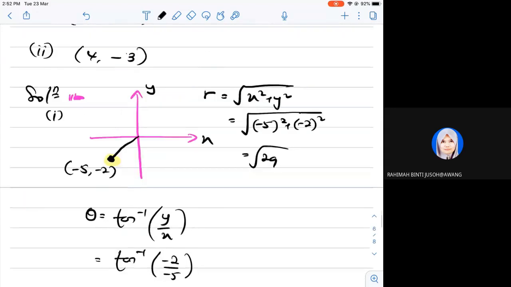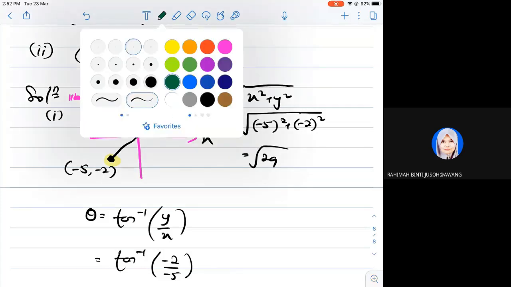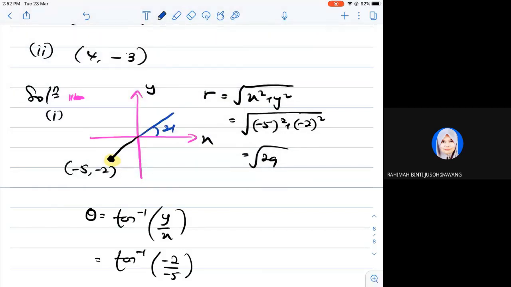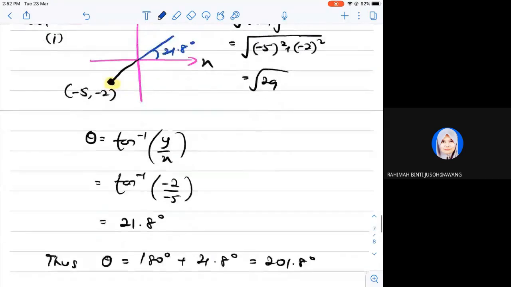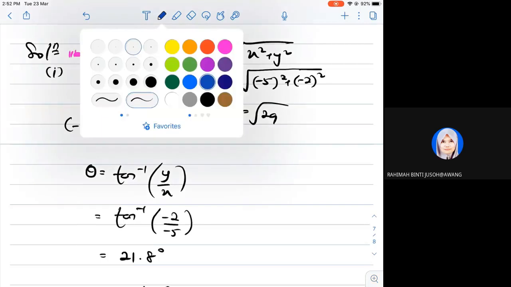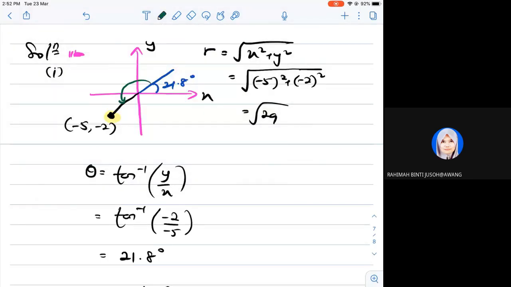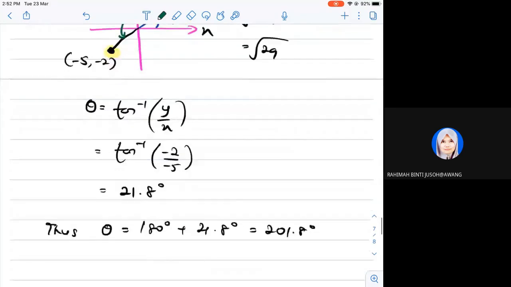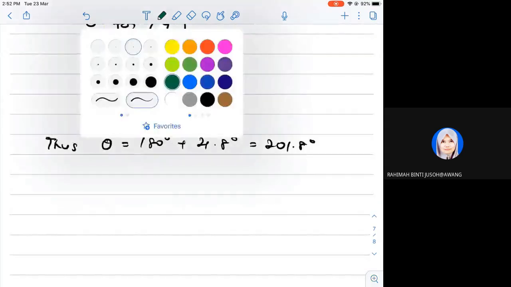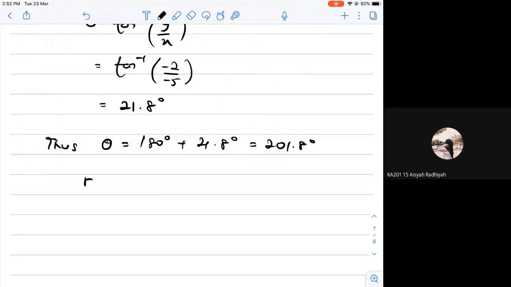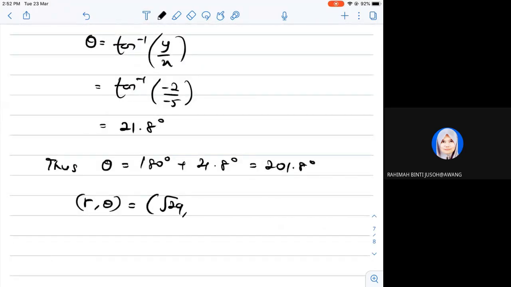201.8 degrees, right? Because the angle we supposed earlier, 21 degrees, is here. But because its position is in the third quadrant, you have to add 180 degrees. This is another 180 degrees, so adding gives 201.8 degrees. Understand, guys? Why do we need to plot first? Can you understand? So r theta equals square root 29 and 201.8 degrees. This is our final answer.